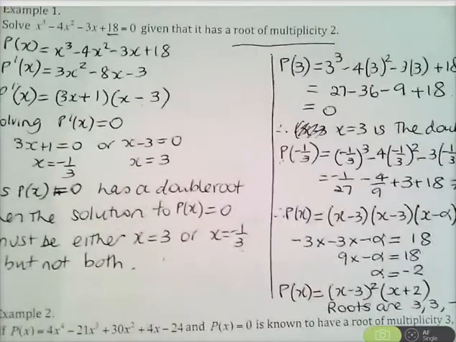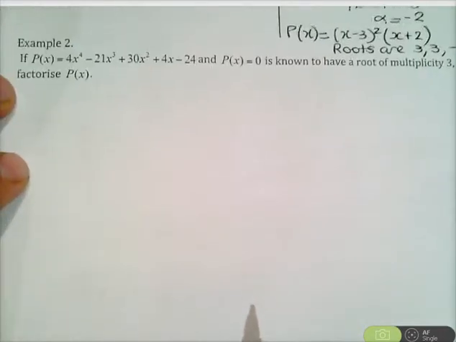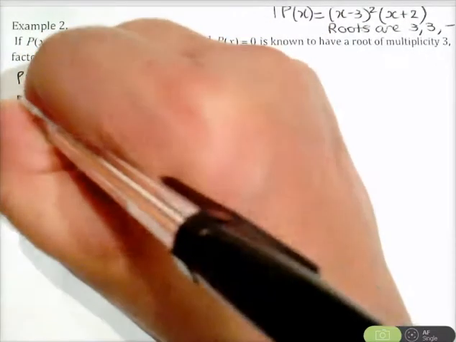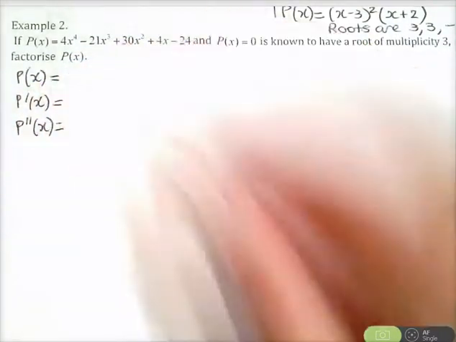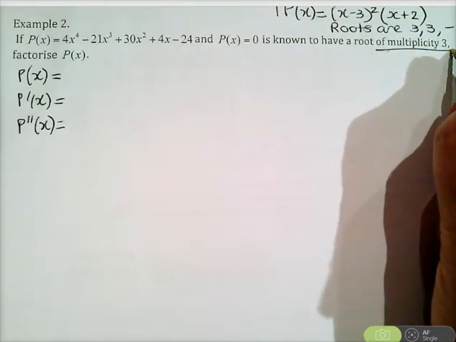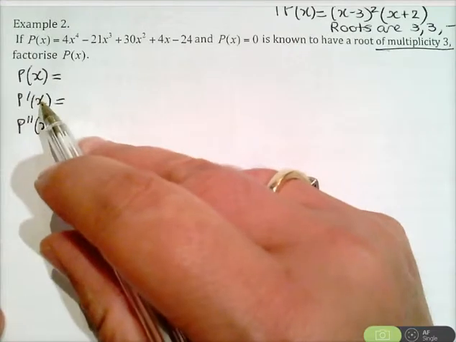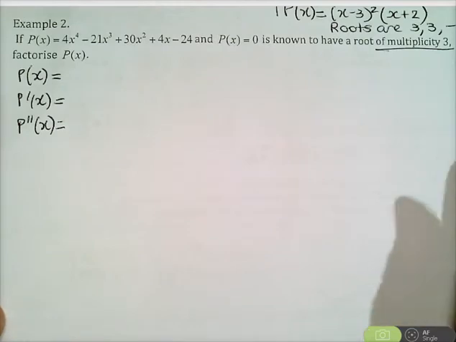Okay, now when you've got a root of multiplicity 2, you look at the original function and only the first derivative. When you've got a root of multiplicity 3, you look at the original function, the first derivative and the second derivative. Because if the original function has a root of multiplicity 3, p dash x will have a root of multiplicity 2, and p double dash x will have a root of multiplicity 1.